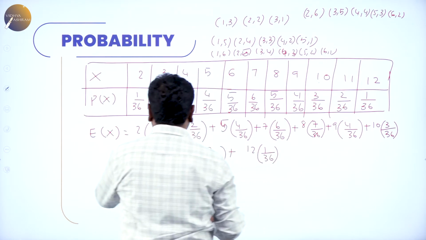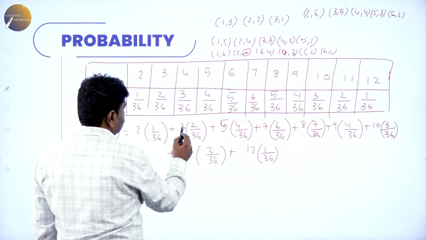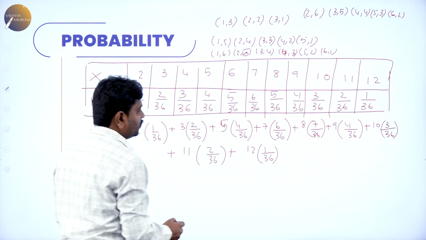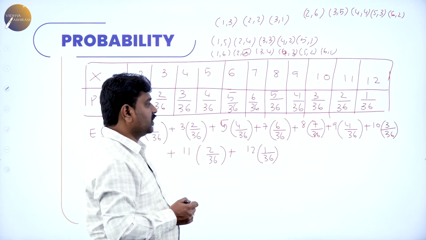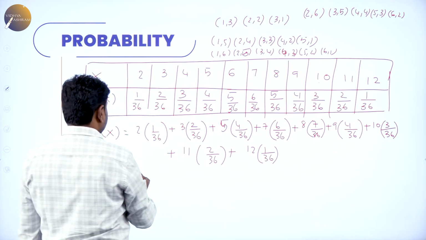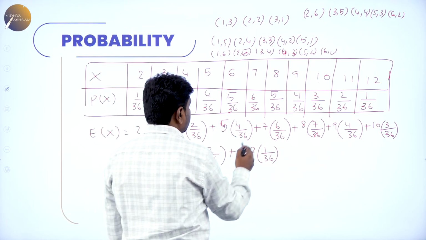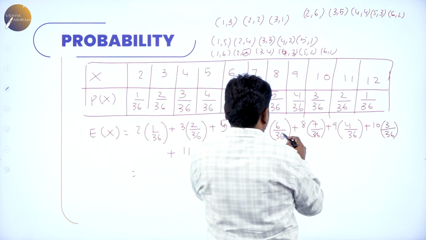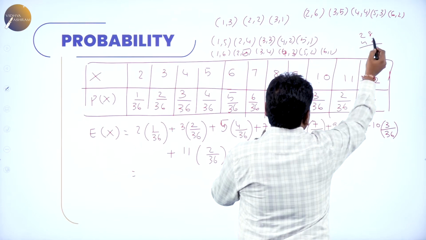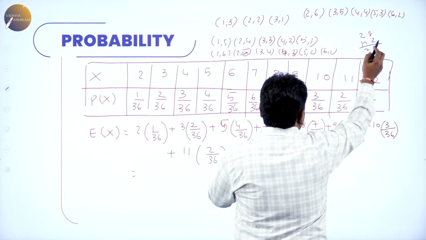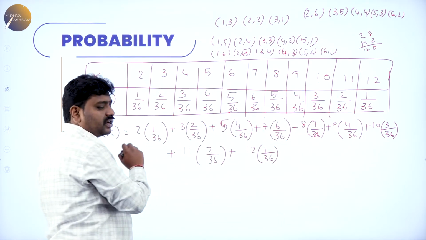Dear students, go on simplifying this. 2 ones are 2, 3 twos are 6, 5 fours are 20, 7 sixes are 42, and so on, all with denominator 36. Later you can divide it using a calculator. So instead of simplifying directly, 2 ones are 2, 3 twos are 6, 6 plus 2 is 8, 8 plus 20 is 28, 28 plus 42 is 70, 70 plus, it goes on. So multiply them and divide it, use a calculator to do this.